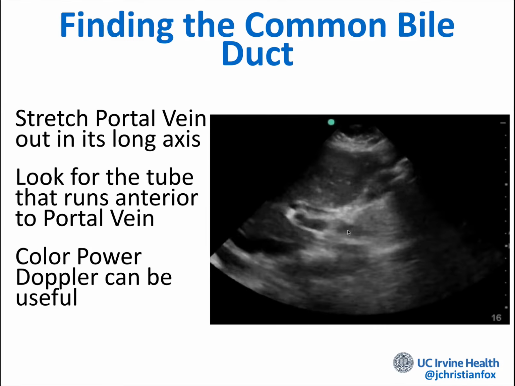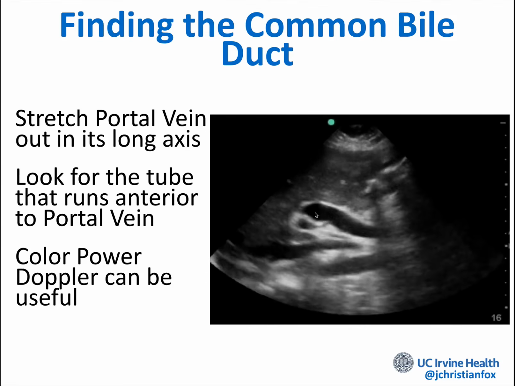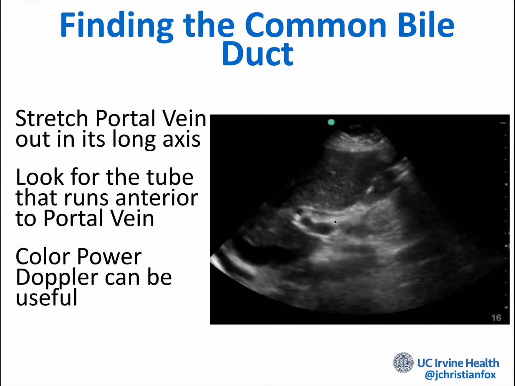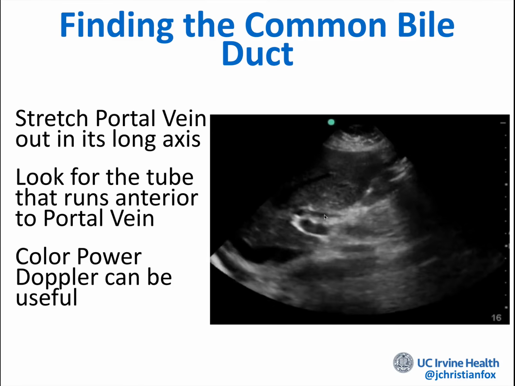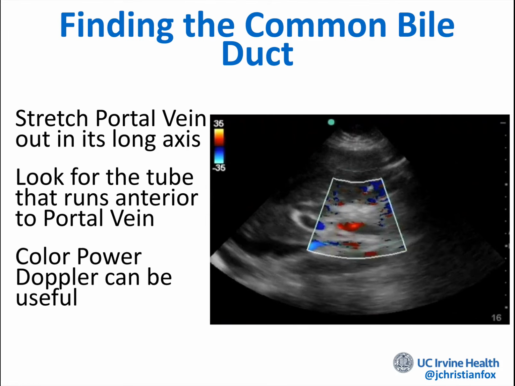But the common bile duct, in this case, it's very dilated. They're easy to see when they're dilated. That's why I use this example. But you can see how it's got this structure that's a tube that is running sort of anterior to the portal vein, runs anterior to the portal vein. That's how we know we're looking at that common bile duct.